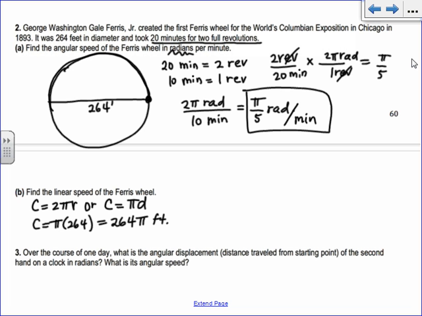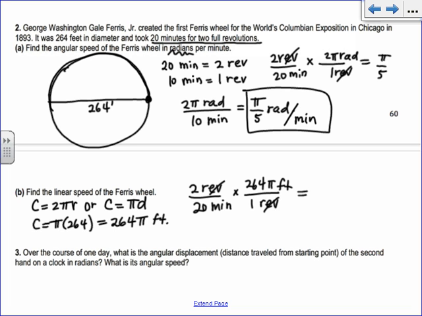And I guess I didn't specify. Usually I'll try to specify. All right, so our speed is we go 2 revolutions every 20 minutes, or you could write 1 revolution every 10 minutes. So we have 1 revolution, and 1 revolution is composed of 1 circumference, right? So our circumference is 264 pi feet. So when we do this conversion, do we get what we want? Do we get feet per minute? We do.